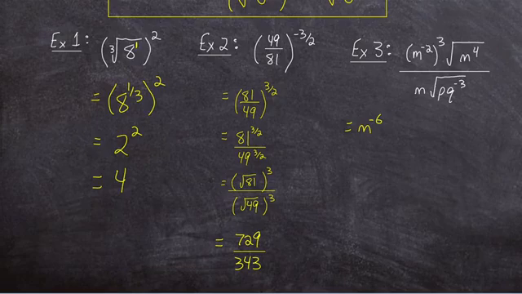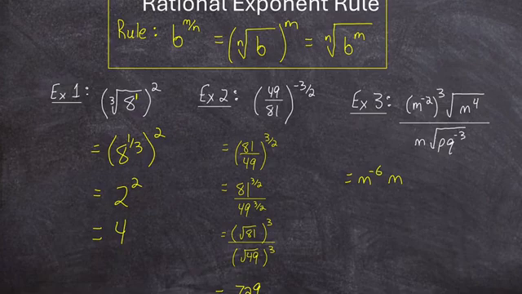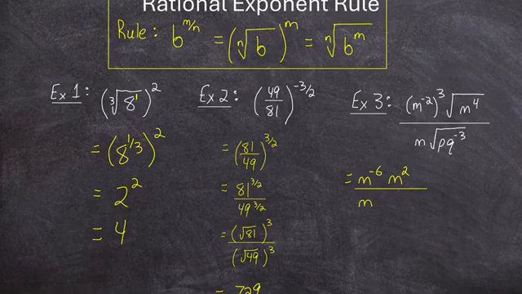I don't see an index with the root symbol, so I know the index is 2, which means I could rewrite this. Based on this rule here, I could rewrite it as a power with a rational exponent. It would become m to the power of 4 becomes the numerator of the rational exponent, and the index 2 becomes the denominator. So it's m to the power of 4 over 2, and 4 divided by 2 is just 2. And this is divided by m, and then I have the square root of p times q to the power of negative 3. Using this rule, I can write them both as powers with rational exponents.